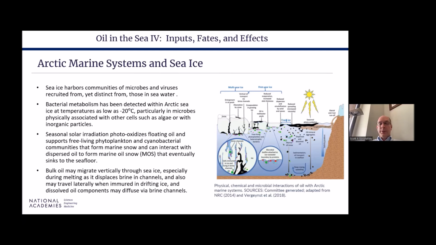There have been a few experiments, as well as new technologies designed to observe and detect oil and ice. And there's a lot still to be done.